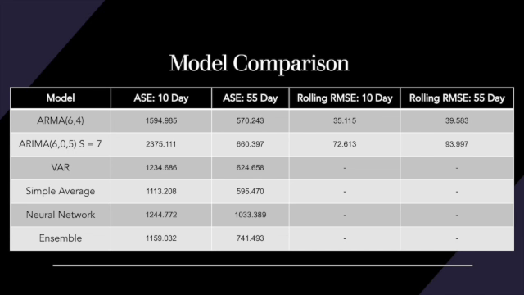Finally, we can compare all of our models and see that of the time series models, the ensemble wins in terms of short-term ASE and the ARMA 6,4 wins in terms of long-term ASE. Given that our goal is to supply actionable predictions, we recommend the use of the ensemble model moving forward. I'd like to note, however, that the simple average model performed quite well in comparison to the time series models. This may indicate that a further investigation is required to suss out more potential predictor variables to create the ideal model.